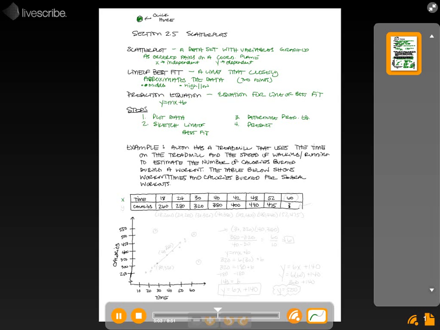Time is going to be our independent variable, so it's going to be our x's. Calories is going to be our y, because the longer we work out, the more calories we burn. Okay? Now each one of these is a point.